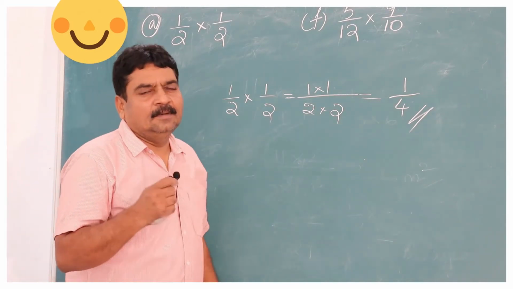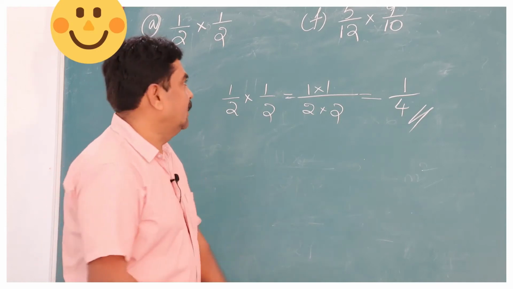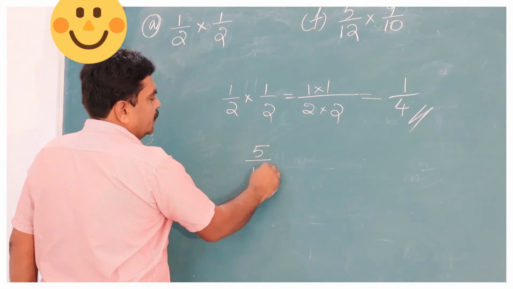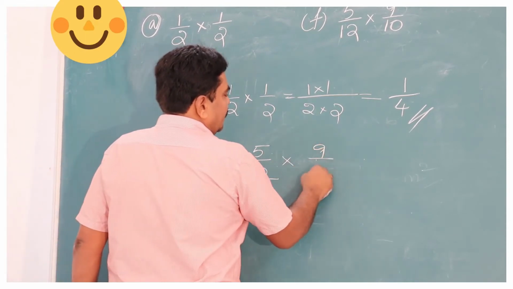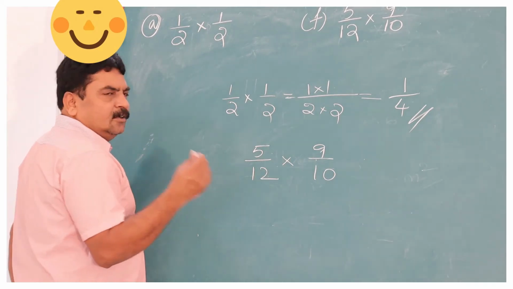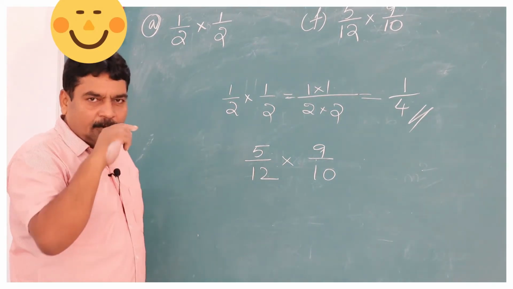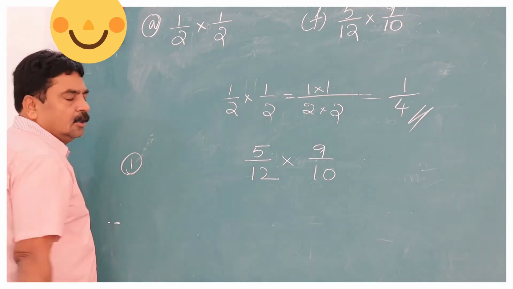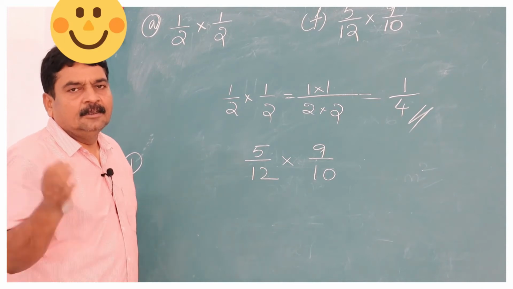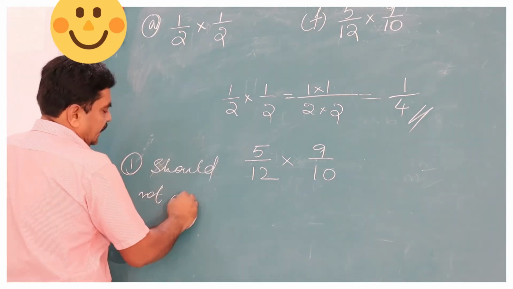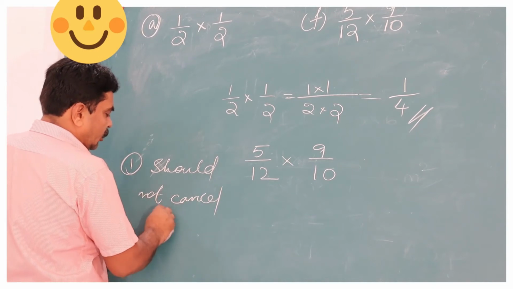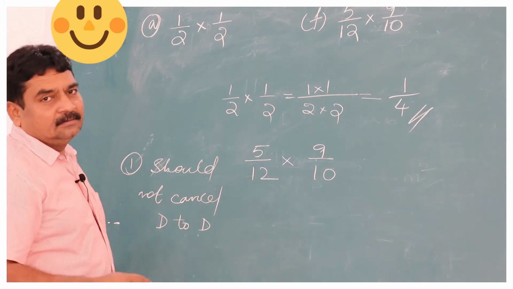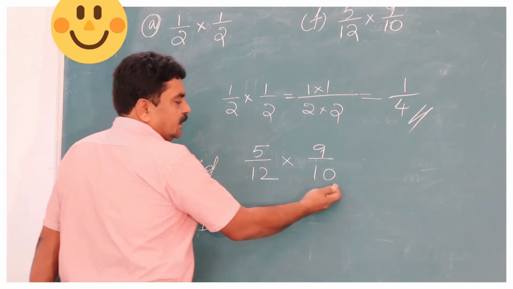This question is a little bit important. You just listen very carefully. I'll write down the question here, 5 by 12 into 9 by 10. I'll tell you the rule. I have already told you, but even then I'll remind you once again. You should not cancel denominator to denominator. Remember, if you see here, you have 12 and 10.